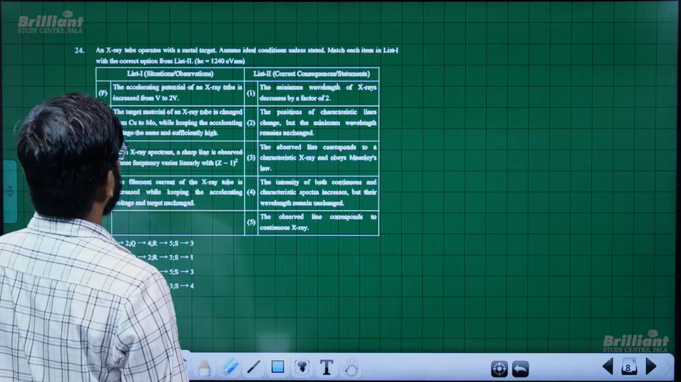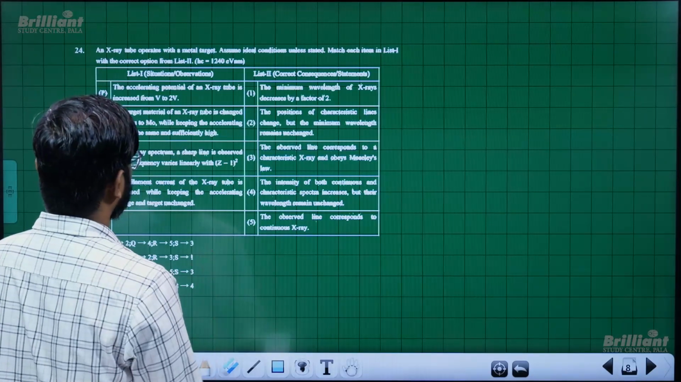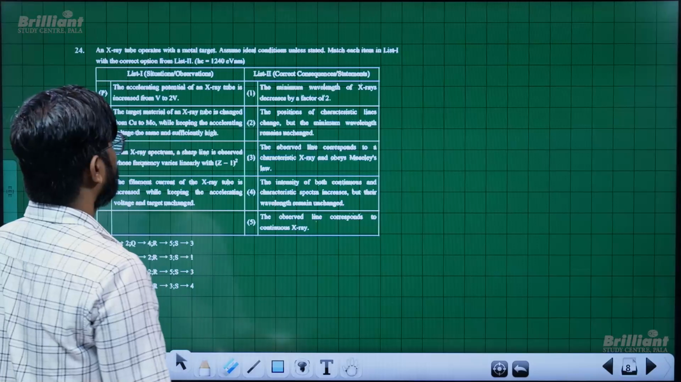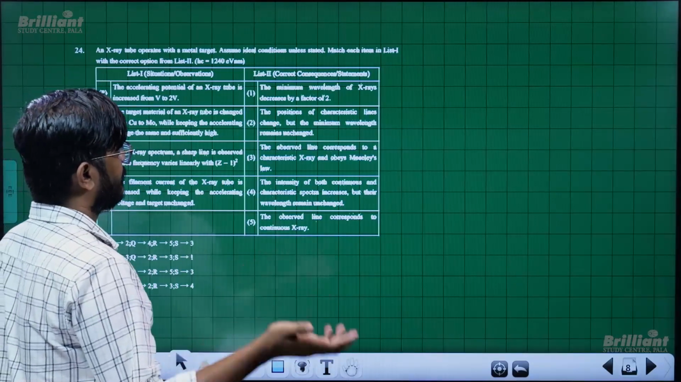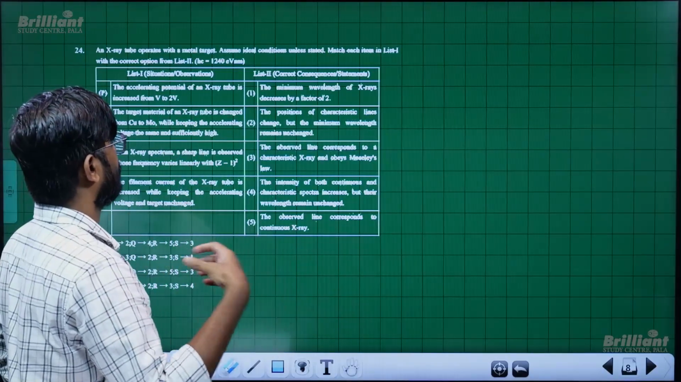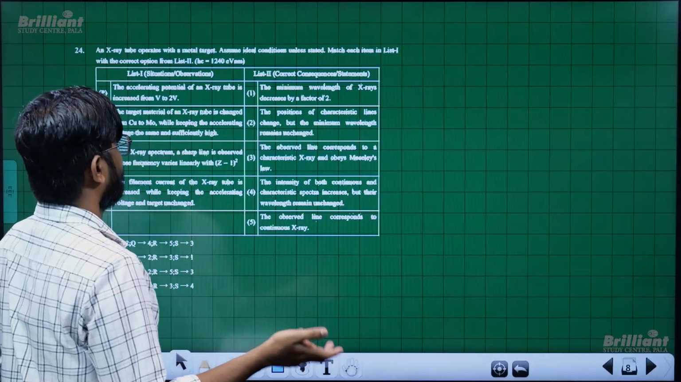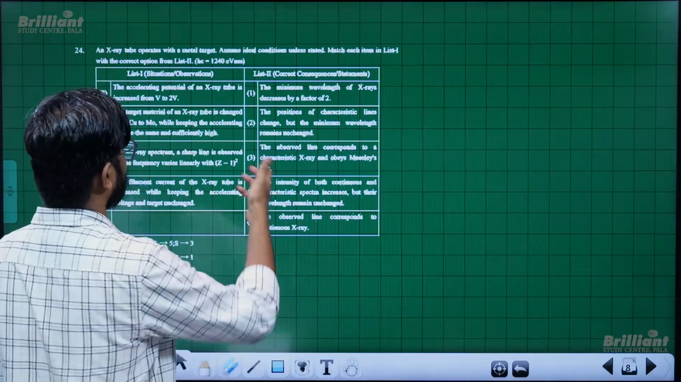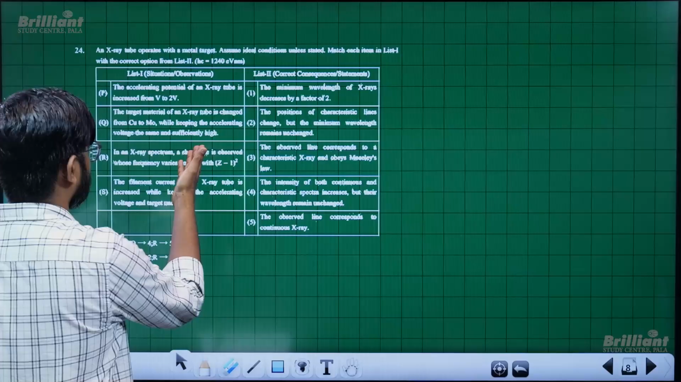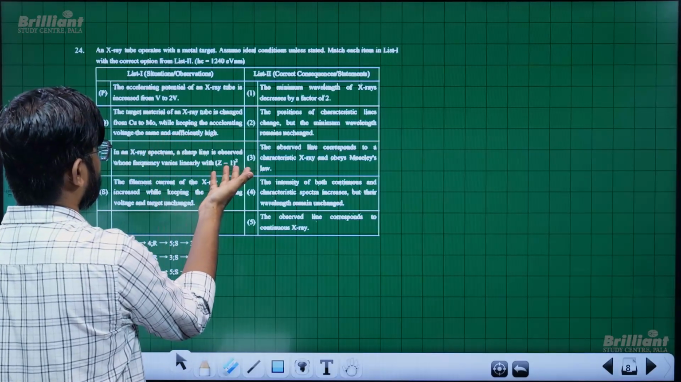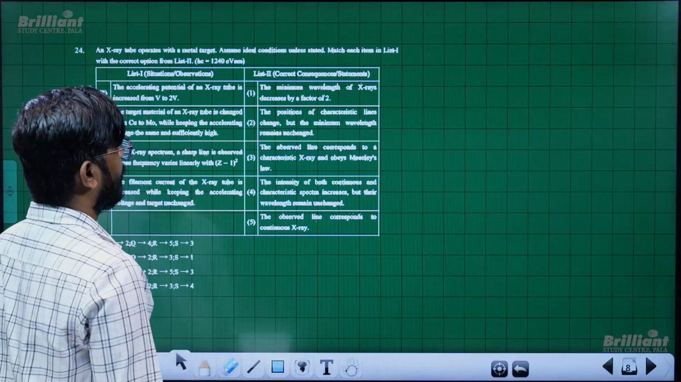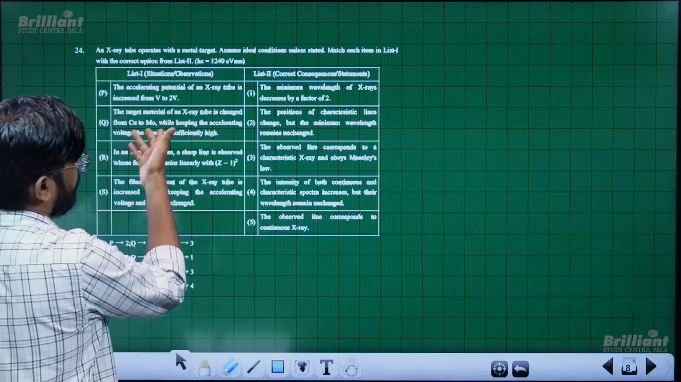An X-ray tube operates with a metal target, assume ideal conditions. I think this question you could have easily guessed also. If the acceleration potential increases from V to 2V, that has nothing much to do with characteristic X-rays, so continuous X-rays only, and specifically the maximum energy of the photon increases, so the wavelength is going to decrease; the cutoff wavelength is going to reduce. If the target material is changed while the accelerating voltage is kept the same, it doesn't change the continuous spectrum, it changes only the characteristic. The position of characteristic lines changes because you are changing the material.